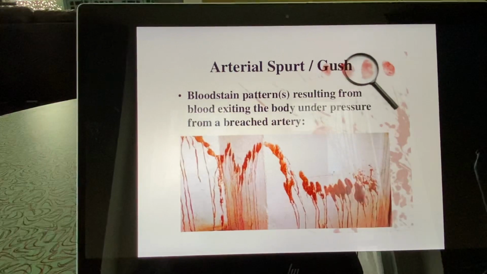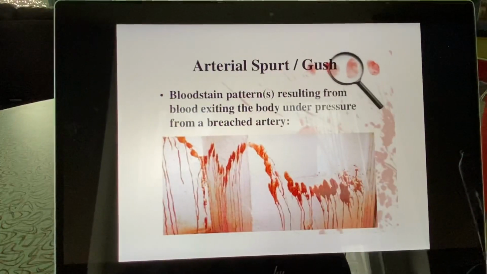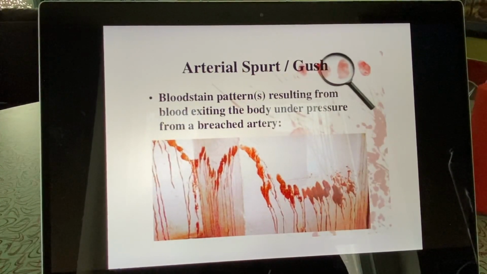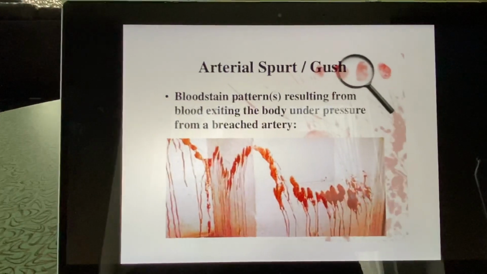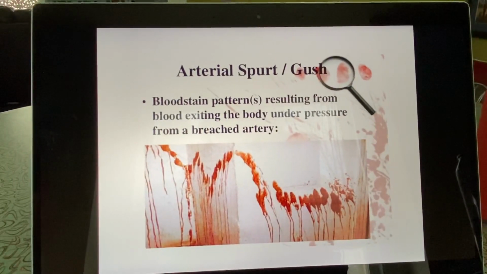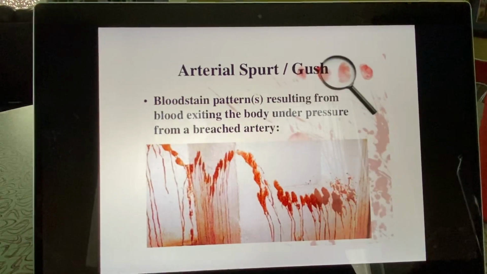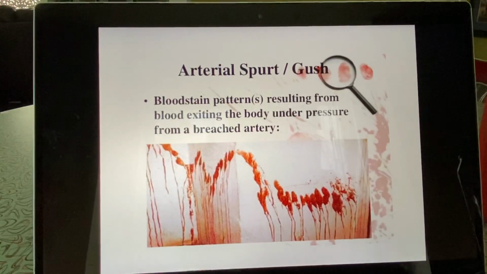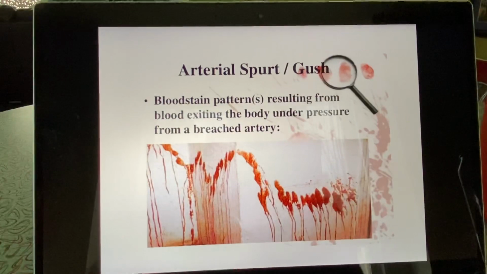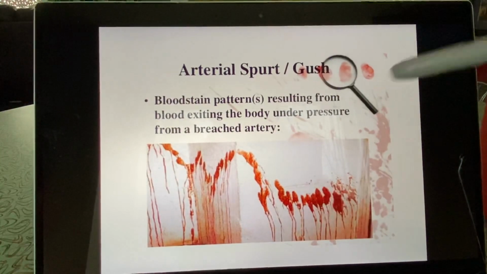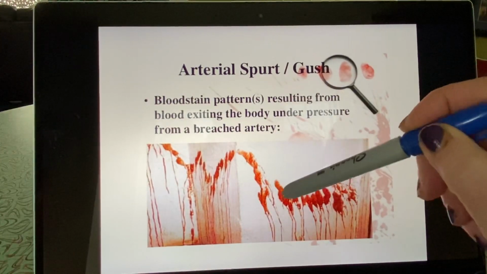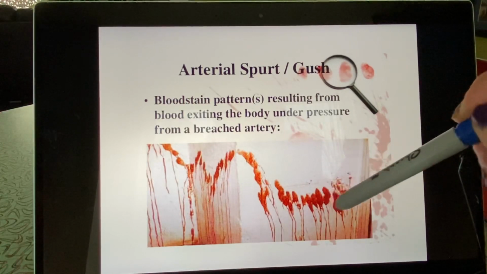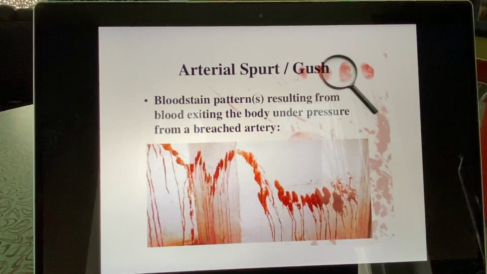Okay, so this is not real. This is a staged pattern. I can tell you because there's no way in heck that this person would be able to be conscious this long. So when I'm talking about arterial spurt, hold on, I'll grab my little pointer here. You see each one of these big stains right here, like right there. All of those individual large puddles of blood refer to each time the heart is beating.